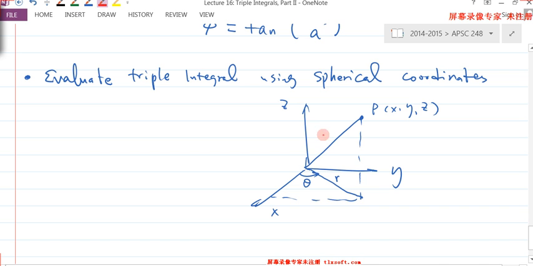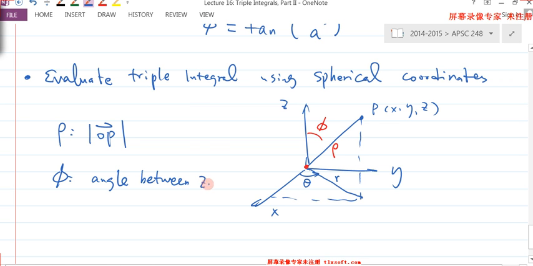First, let's define the so-called rho, and that's the distance from the origin to where point P is. So that's the rho variable. And then we define an angle starting from the z-axis to where this OP vector is, and that's defined as the phi angle. Remember, you've got to be very clear about the definition. So rho is basically the absolute value of OP, and phi is the angle between the z-axis and OP.